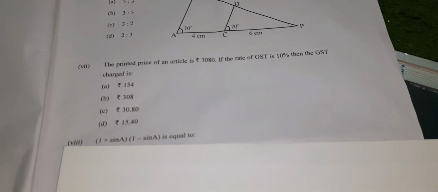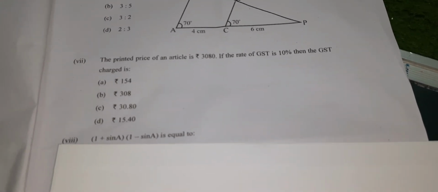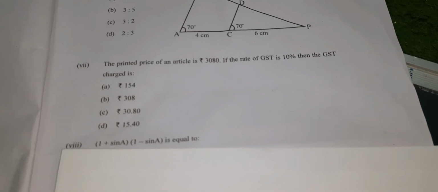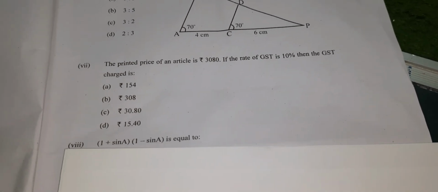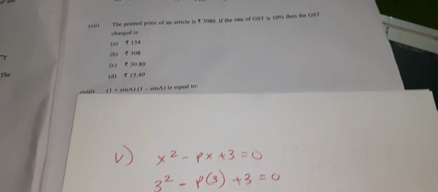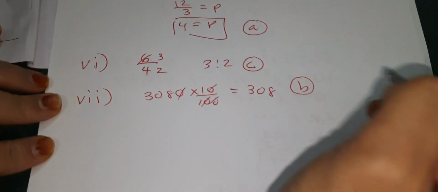The price of an article is 3080. If the rate of GST is 10%, then the GST charged is... Taking 10% is really easy. All you have to do is get rid of that 0. And simply 308 is your GST, which is option B.